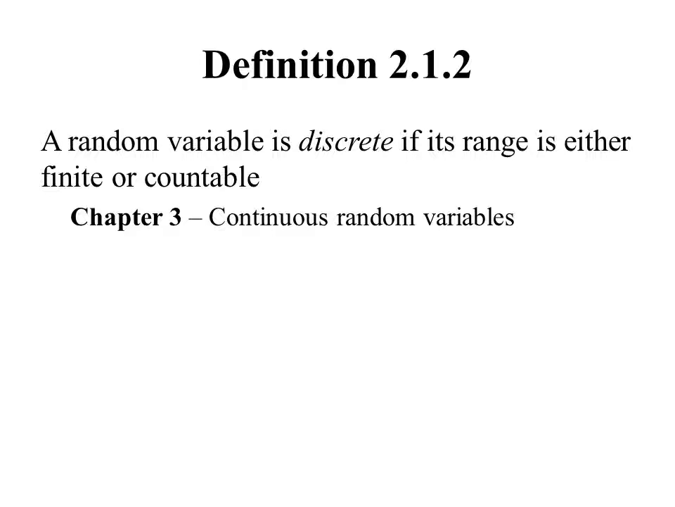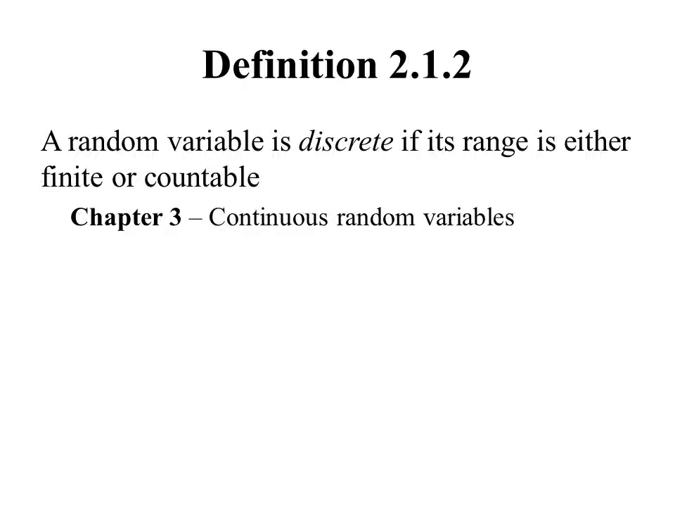Here in this definition, we define what a discrete random variable means. A random variable is discrete if its range is either finite or countable. Range is finite means that there's just a finite number of values in its range. Countable means that you could line up those values as the first, the second, the third, and so forth.